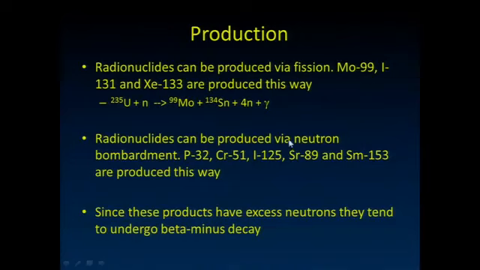We can produce them via neutron bombardment. P-32 and I-125 are produced this way. These guys all have excess neutrons, and therefore they tend to undergo beta minus decay.